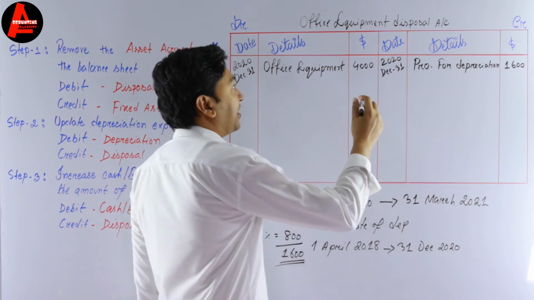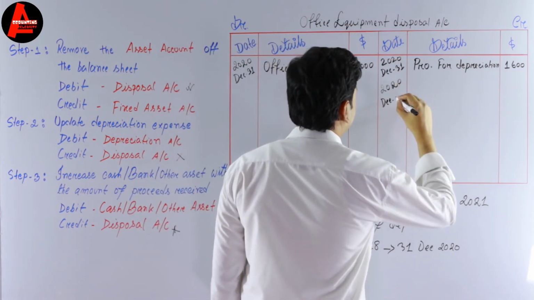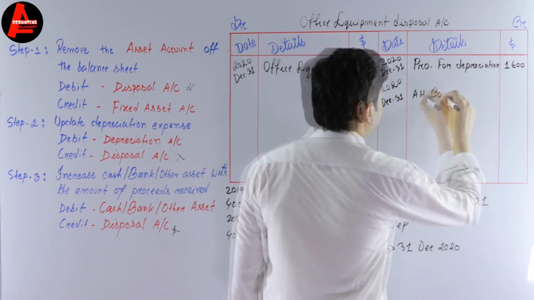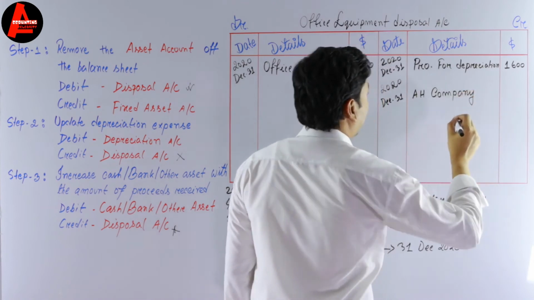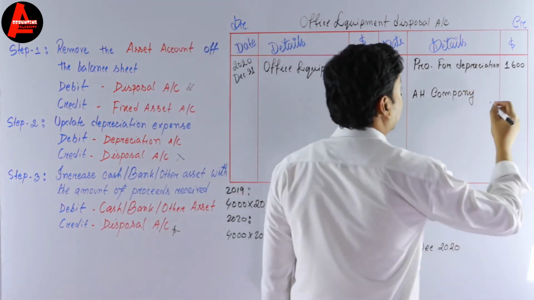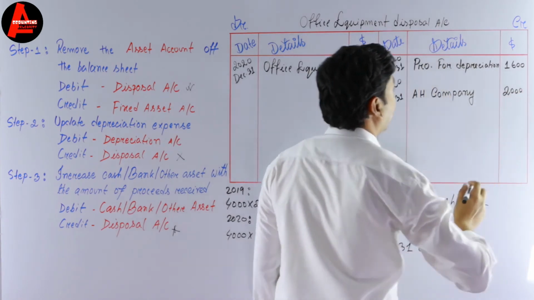Okay, so let us write here the date first, 2020 December 31st. So we will write here AH company. Okay, so what is the selling price? Selling price is here $2,000 in the question. So we will write $2,000.